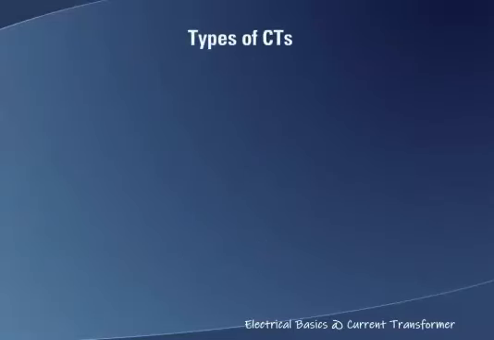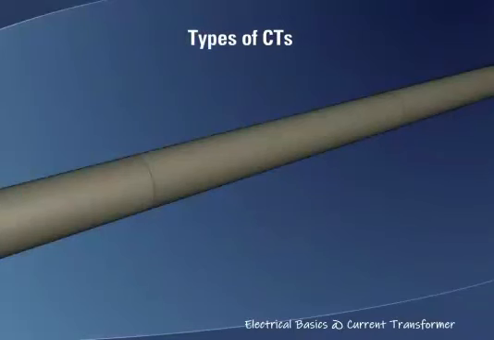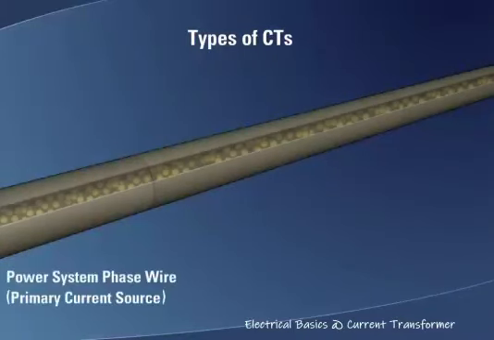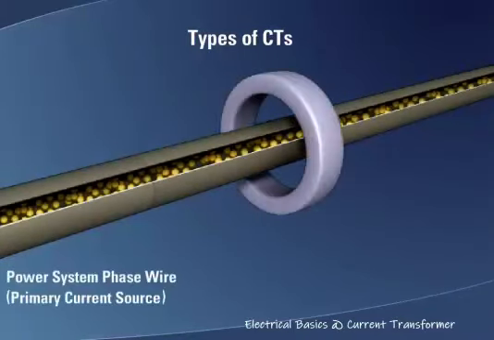Types of CTs. A common current transformer construction is one in which the power system phase wire is passed through the hole in the center of an annular core or ring, which is called a window. This forms the primary winding.